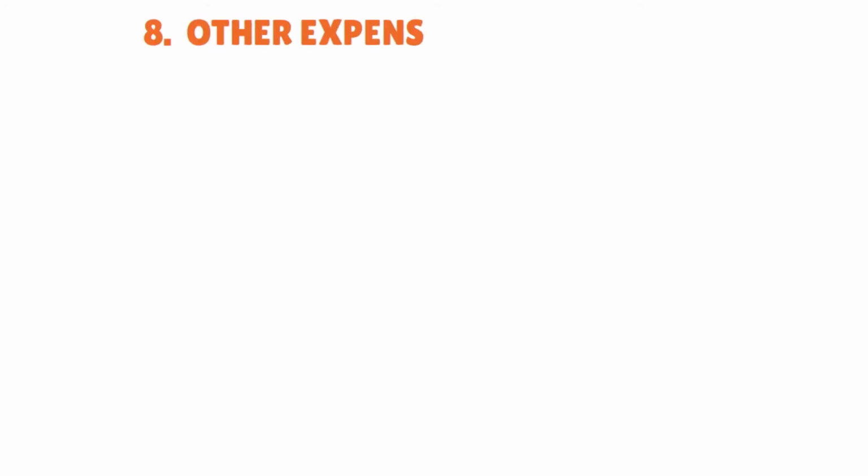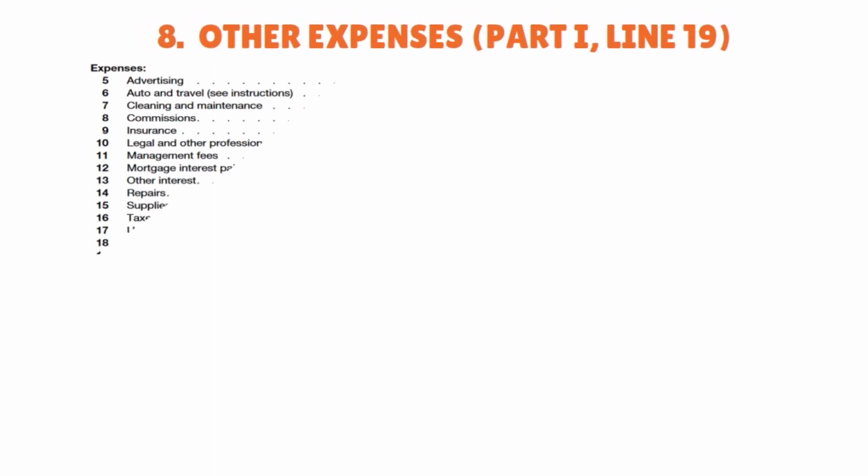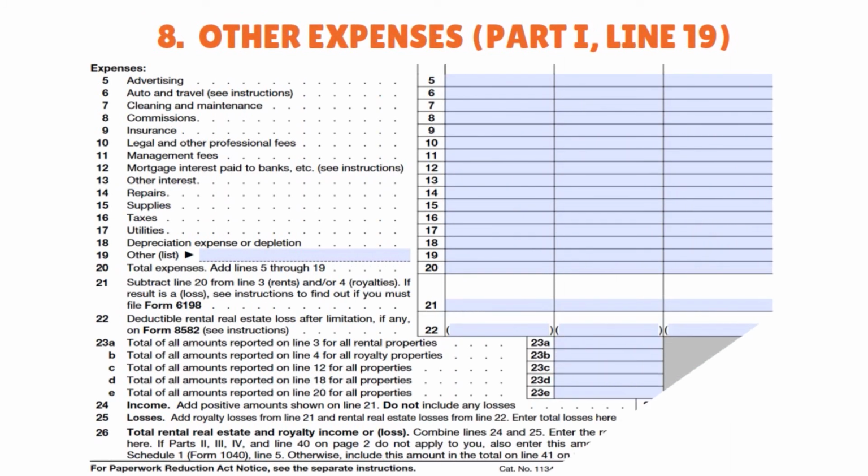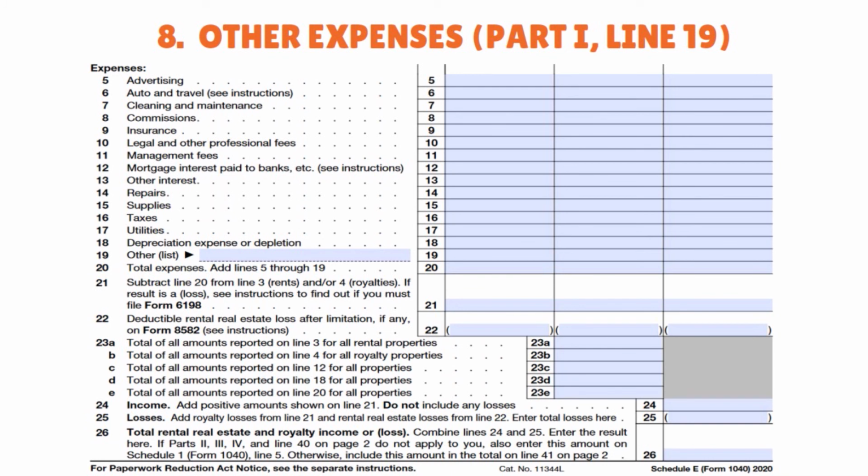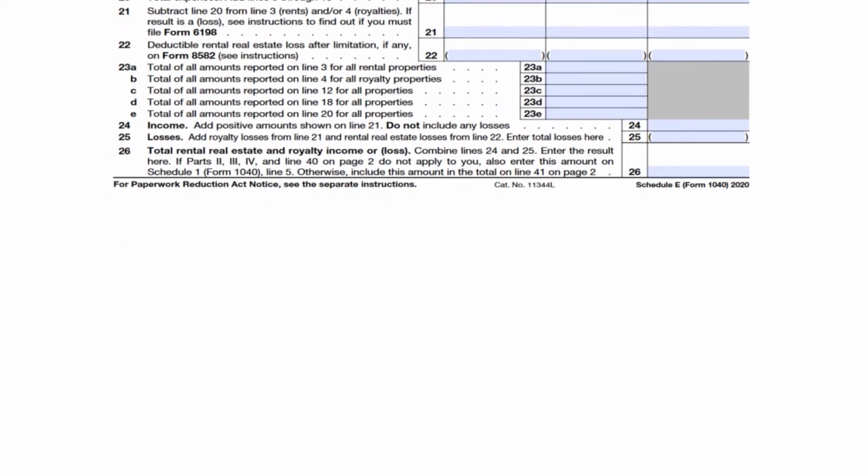All right, folks, last but not the least, there is an important element I want to mention here. It's called other expenses, and this is on Schedule E, Part 1, Line 19. This might seem a little tiny, but it is very important. You want to include there all other expenses incurred while operating the rental, but that did not directly fit into any of the categories that I just mentioned earlier.